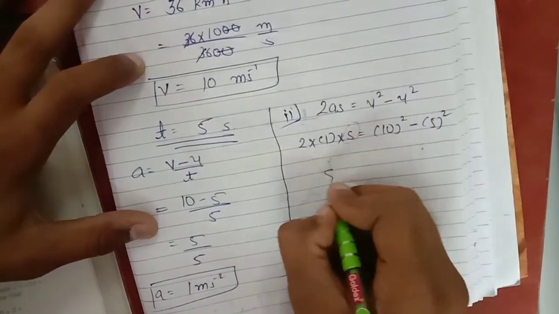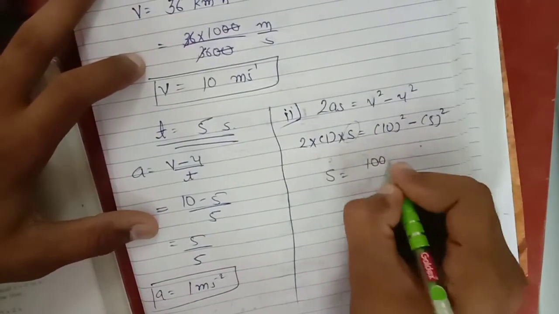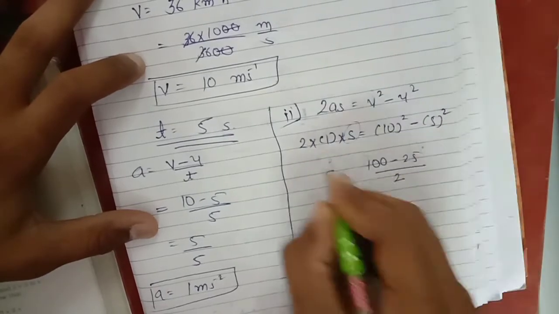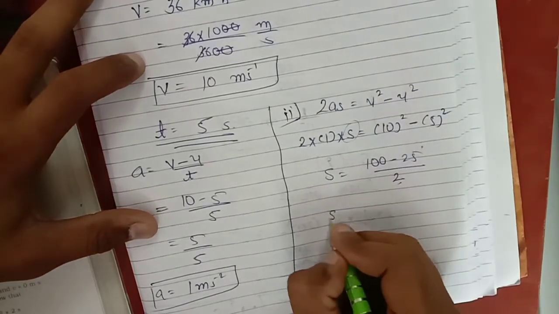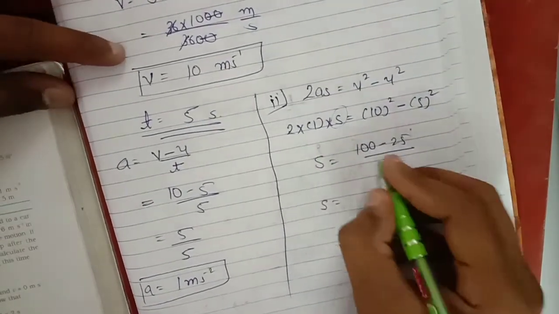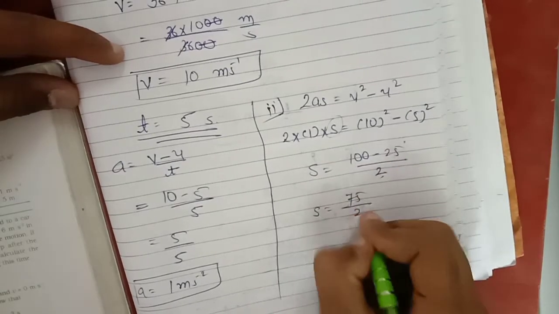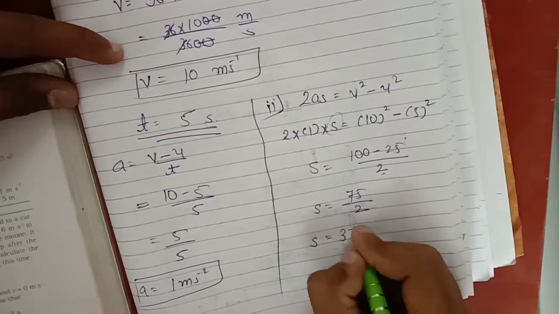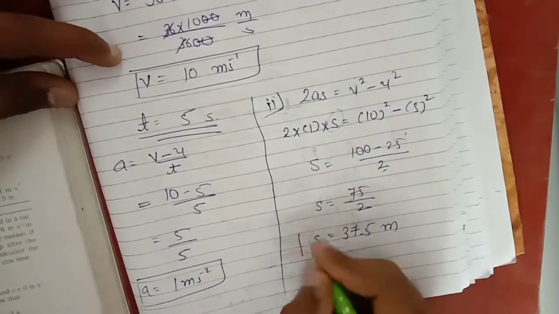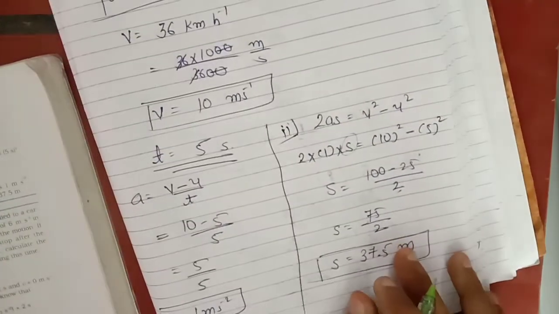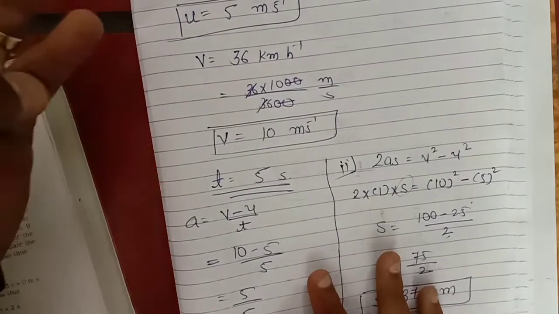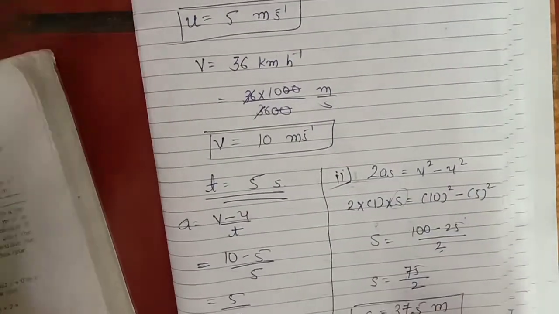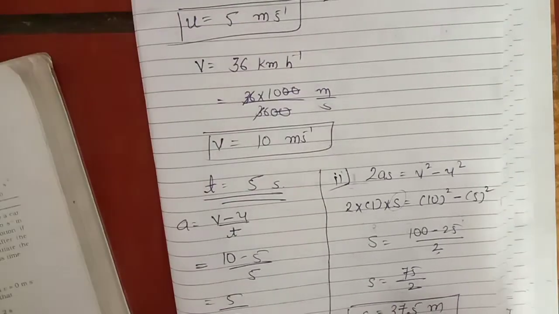You have to find distance. 10 square 100, 5 square 25. 2 is in multiply, transfer to right hand side in divide. So s is equal to what? 100 minus 25, 75 divided by 2. s is equal to 37.5 meter. Using the equations of motion, you can find anything. You can find initial velocity, final velocity, acceleration, distance, and time of travel.